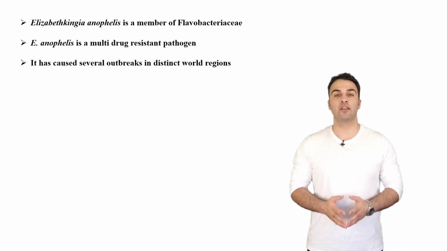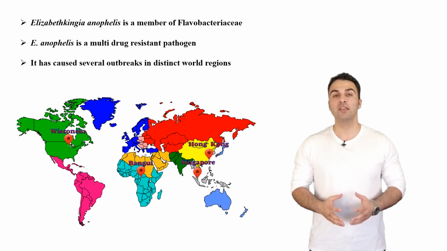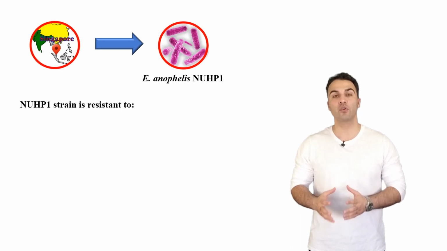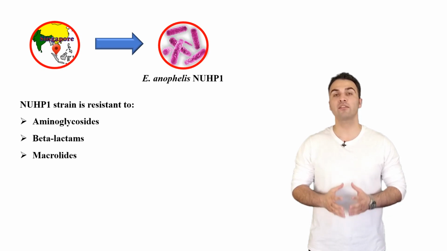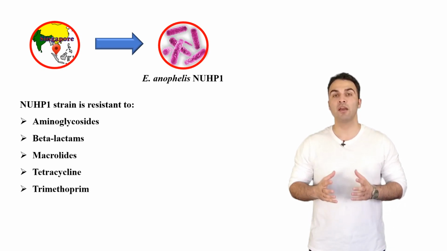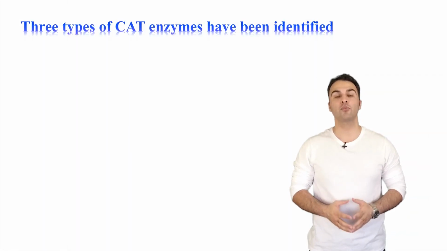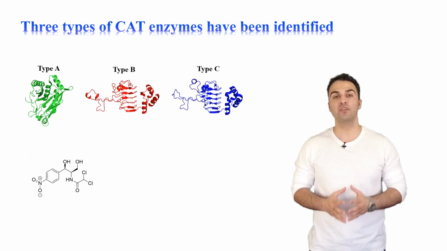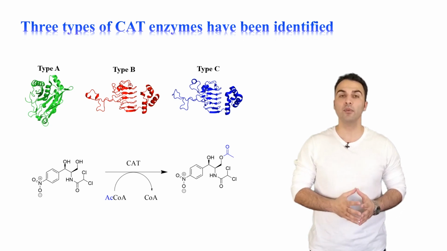Elizabethkingia anophelis is an emerging multidrug resistant pathogen that has caused several global outbreaks. Within the E. anophelis NUHP1 genome, 14 antibiotic resistance genes have been identified, including ones required for resistance to aminoglycosides, beta-lactam, macrolides, tetracyclines, trimethoprim, and chloramphenicol. There are three types of chloramphenicol acetyltransferase enzymes, or CAT, including A, B, and C, that catalyze the acetylation of the antibiotic chloramphenicol, thereby reducing its effectiveness as a viable drug for therapy.